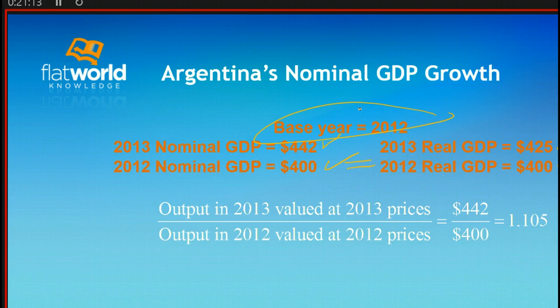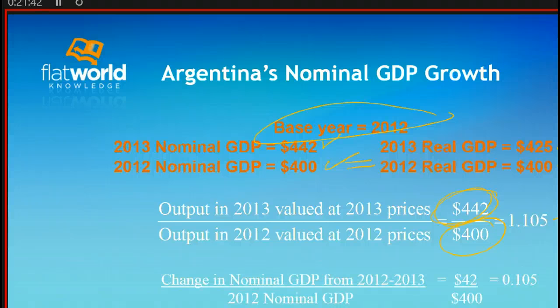Well, if we wanted to find out what was the growth in nominal GDP? Remember, we would just take the 2013 nominal GDP divided by the 2012 nominal GDP. 442 divided by 400 is 1.105, and that means 0.105 is the growth. If I move that decimal place 2 places to the right, I come up with a 10.5% growth in nominal GDP.